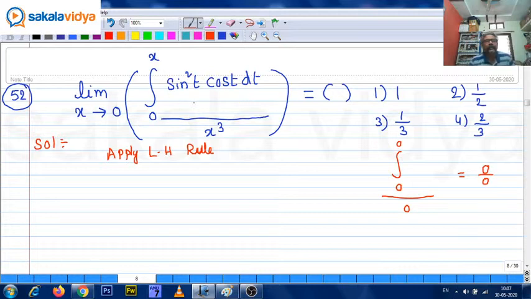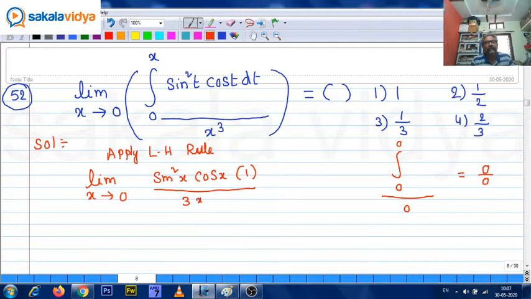So to differentiate the numerator, we need to use the Leibniz rule. What is the Leibniz rule? We can write like this: limit x approaches 0. Leibniz rule means in the place of t, write the upper limit: sin square x cos x, x differentiation 1, and minus lower limit sin 0 is 0, into something 0, you need not write it, upon x cube differentiation is 3x square. Now we just need to apply the limit.